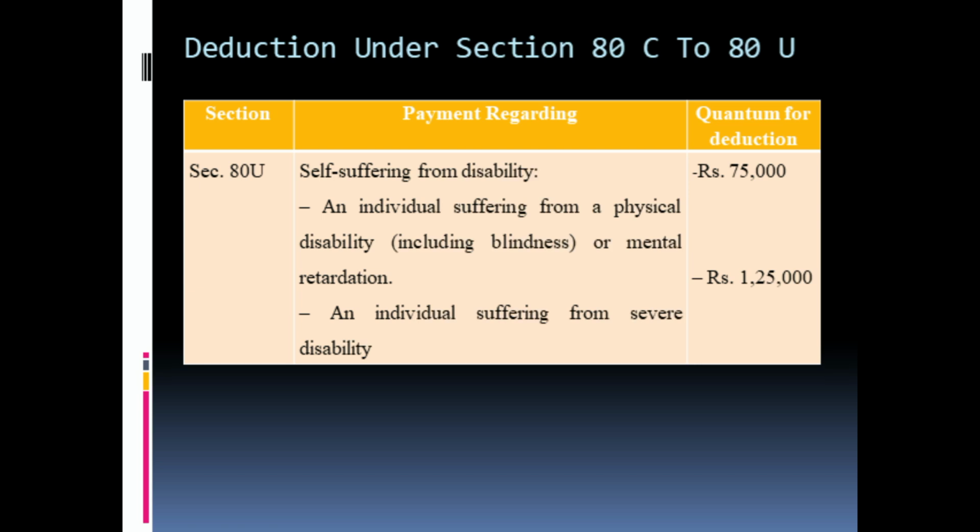Then the last one, deduction under section 80U. This is applicable for a person who is suffering from disability, that is, an individual suffering from a physical disability including blindness or mental retardation, or an individual suffering from severe disability. So in case of normal disability, the quantum of deduction is 75,000. In case of severe disability, the quantum of deduction is 1,25,000.